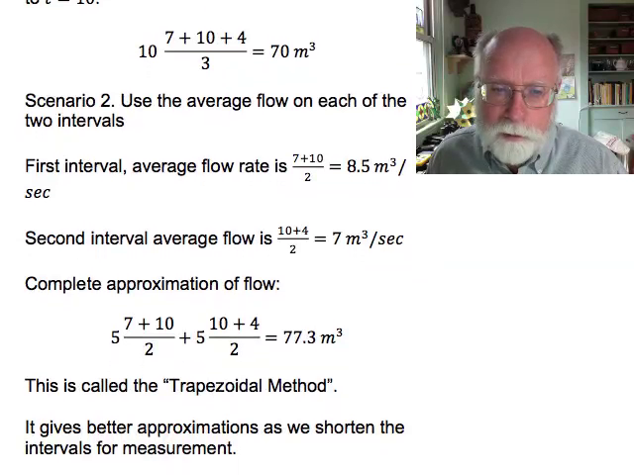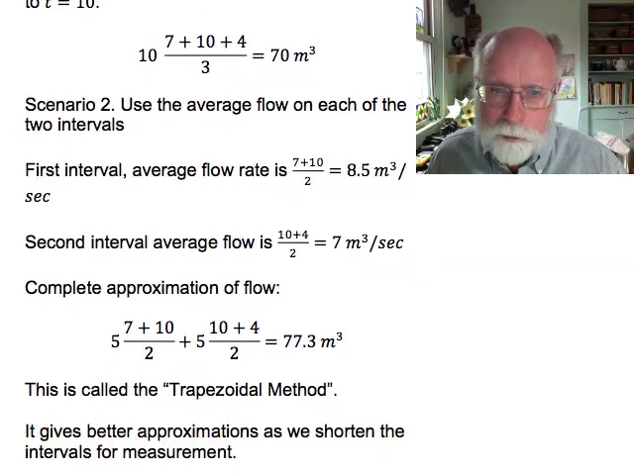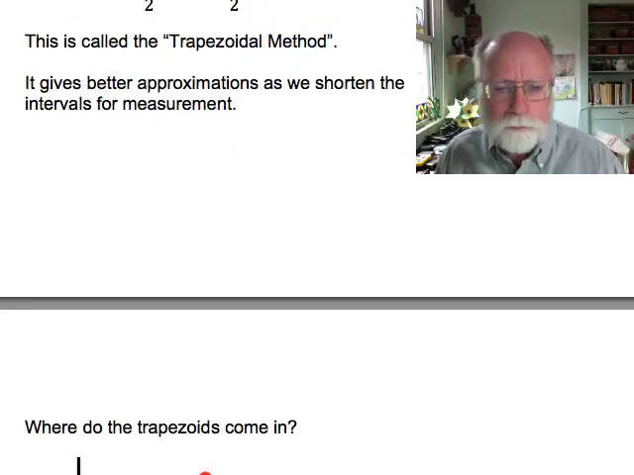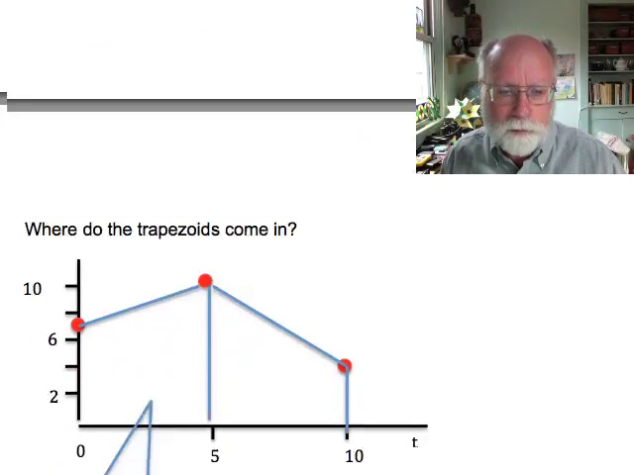This second method is what's called the trapezoidal method, and it gives a better approximation as we shorten the intervals for the measurement. Where do the trapezoids come from? Well, let's look at this picture.